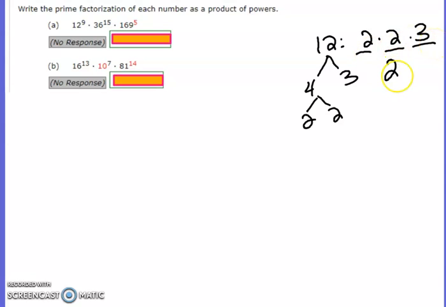And then, of course, in exponent form, that's what they want you to do. They want you to do the product of powers, so you would do 2 squared times 3. And so they basically want you to break this down to nothing but prime numbers.